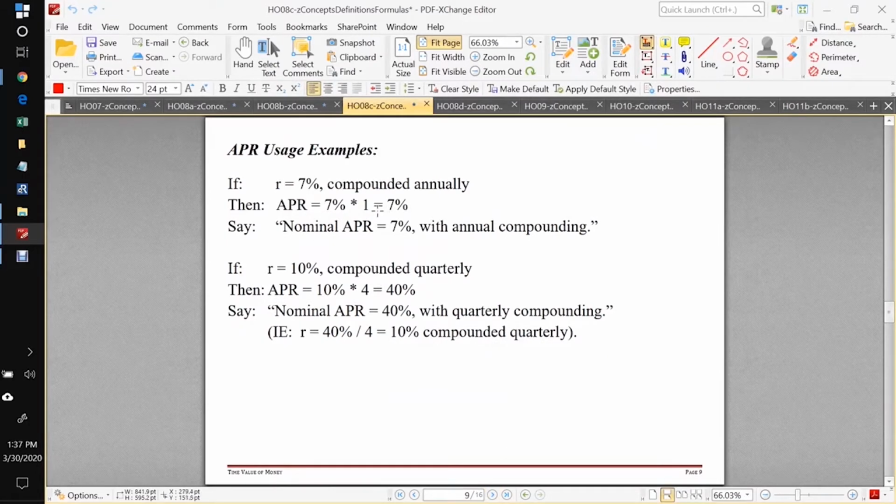So here are some usage examples. If we have a native R of 7% compounded annually, our APR would be 7% times 1, or 7%, and we would describe it as our nominal APR equals 7% with annual compounding. If we have a native R of 10% compounded quarterly, then our APR would be 10% times 4, or 40%. And how would we describe it? We would describe it as our nominal APR equals 40% with quarterly compounding. Okay, and knowing that, we can always get back to our native R by just dividing our APR by the number of compounding periods that are described in its definition.